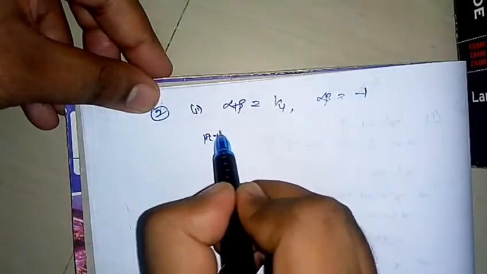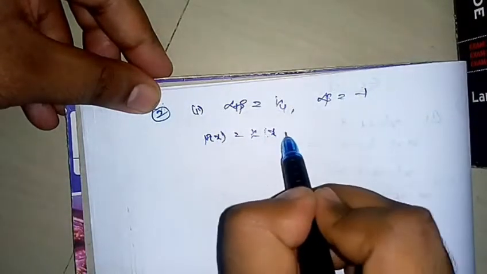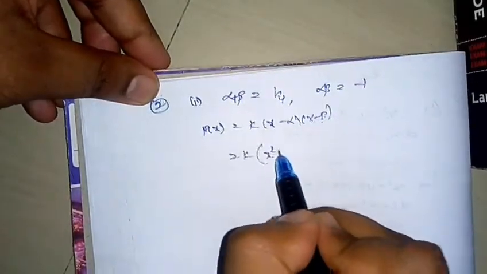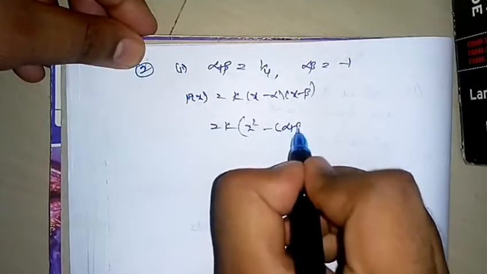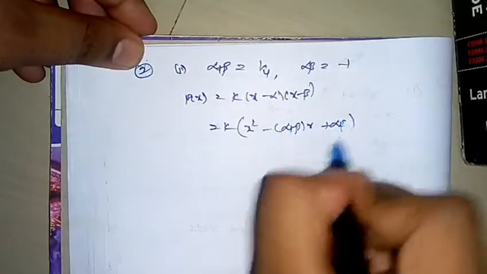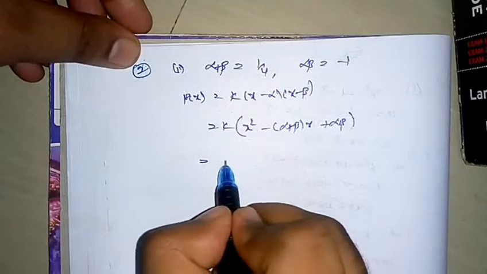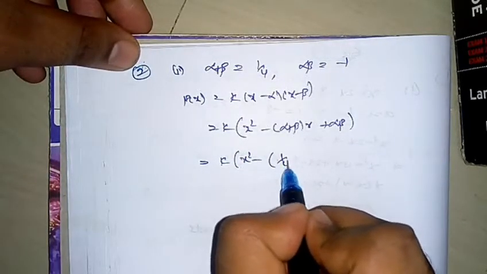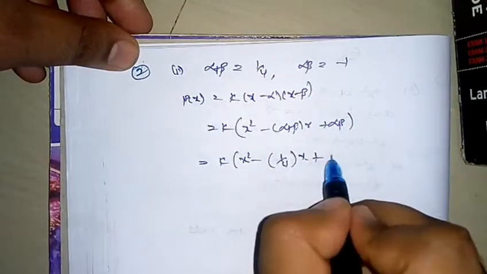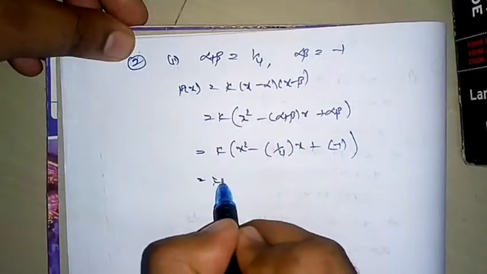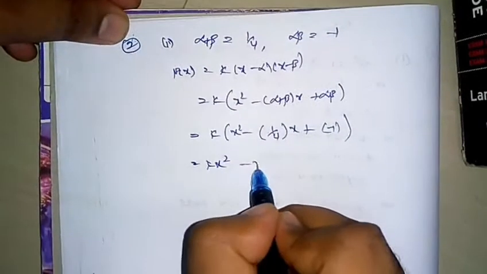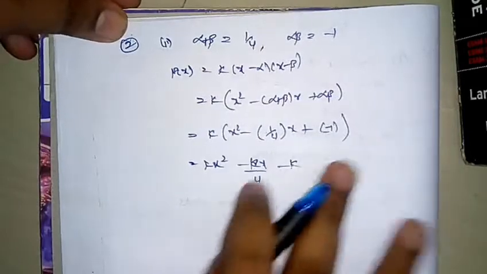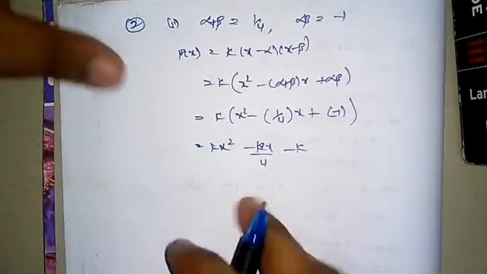So p of x will be some k into x minus alpha into x minus beta, which is equal to k into x square minus of alpha plus beta x plus alpha beta. Substituting these values, you get k into x square minus 1 by 4 x plus alpha beta is minus 1, which is equal to kx square minus kx by 4 minus k. So this is a quadratic polynomial.